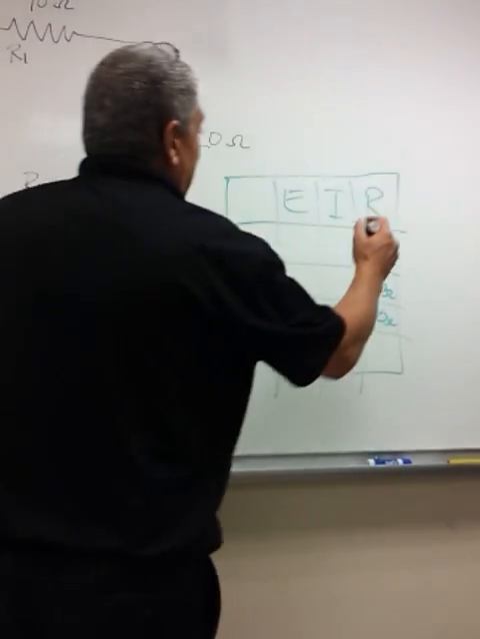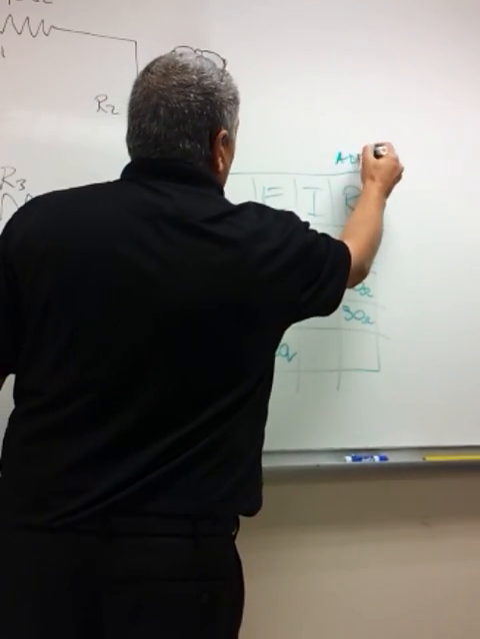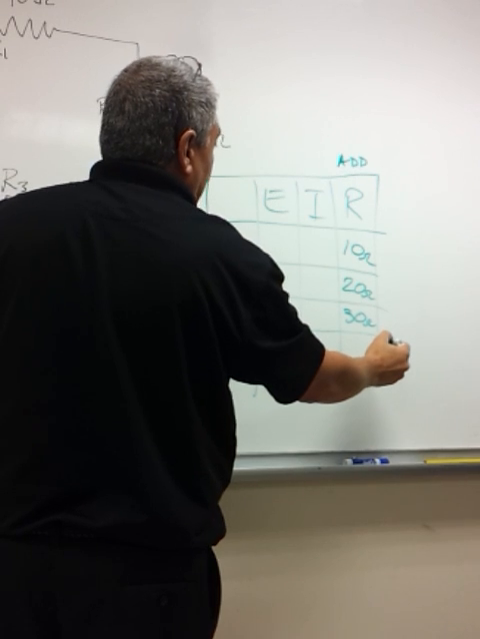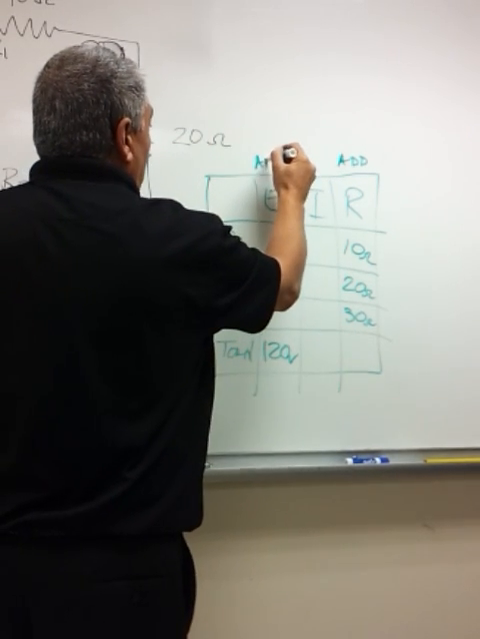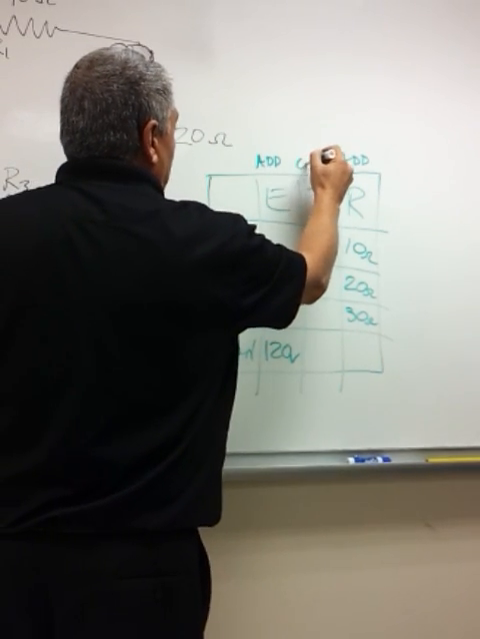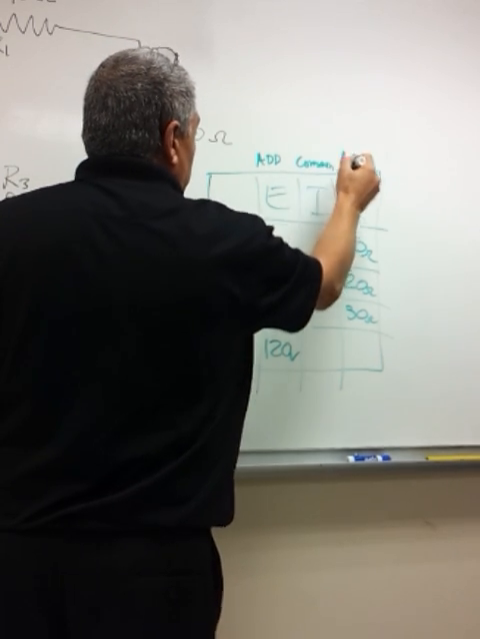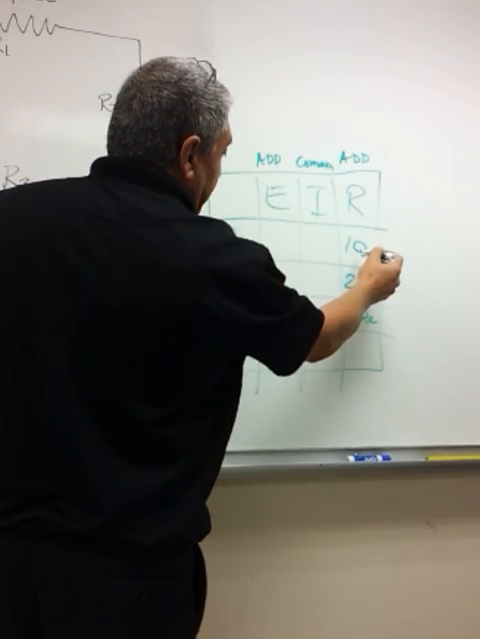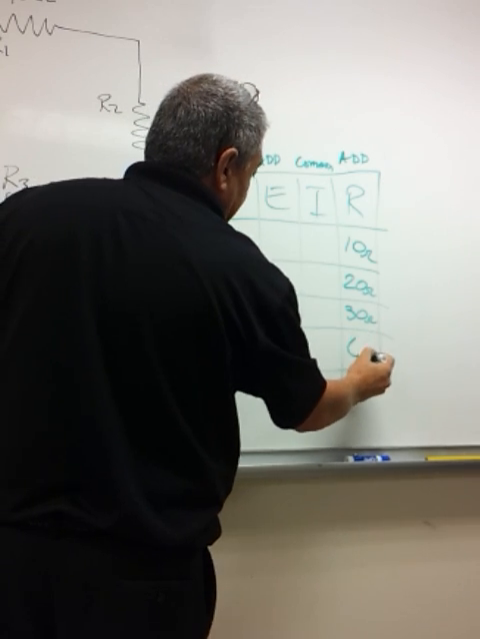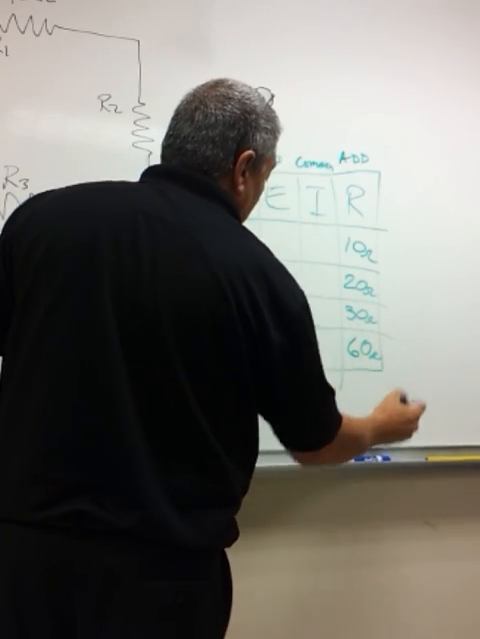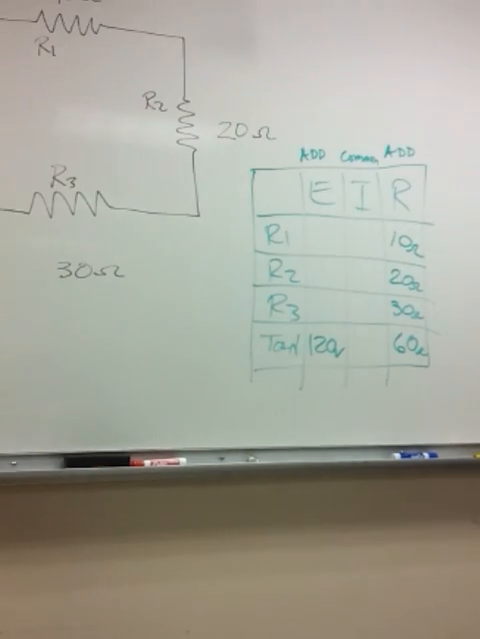In a series circuit, we know that these resistance values are all additive, so are our voltage values, and our current values are common. So we'll label those columns. 10, 20, and 30 ohms adds up to 60 ohms. That's our RT, our total resistance.